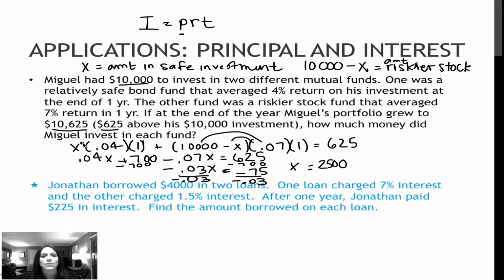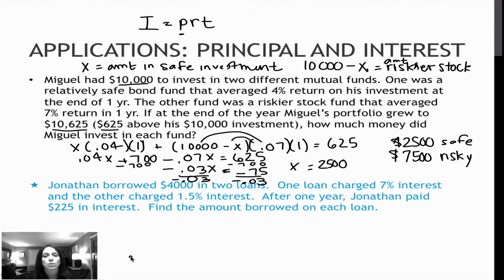So how much did he invest in each fund? I'm not going to have room to write the sentence, so I'm going to let you do that. I'll just say it. Miguel invested $2,500 in the safe investment, which left him with, remember this is 10,000 minus X, so 10,000 minus 2,500 is 7,500 in the riskier one. I'll let you write the full sentence. I'm running out of room to fit this all on one slide.